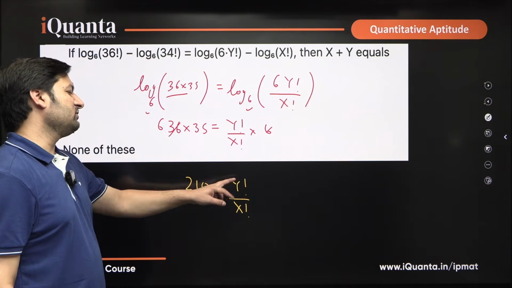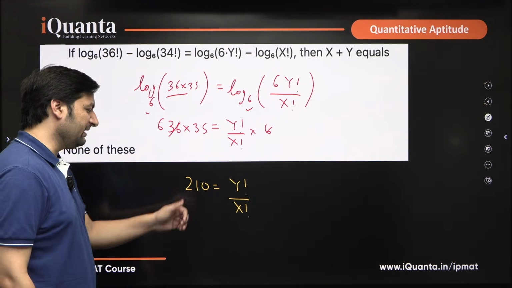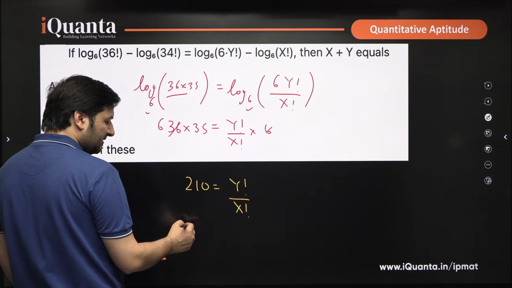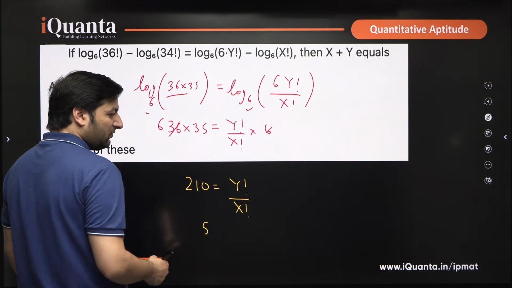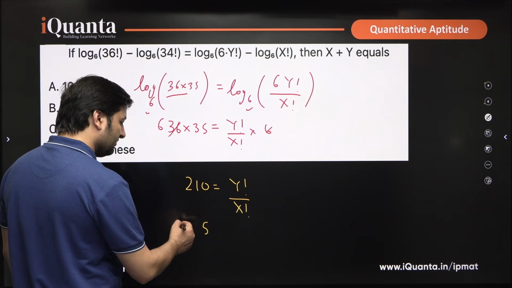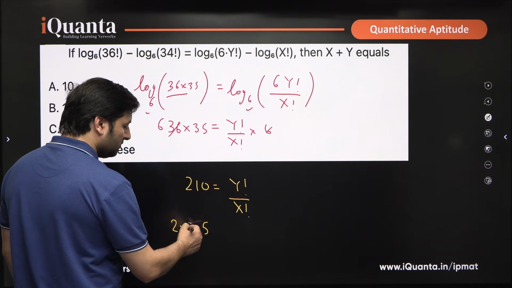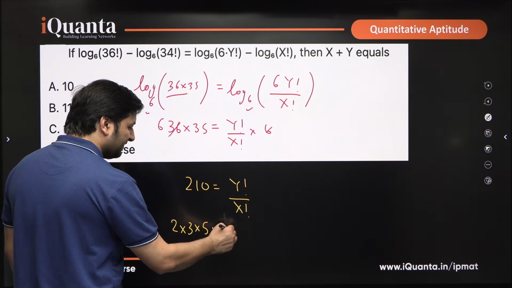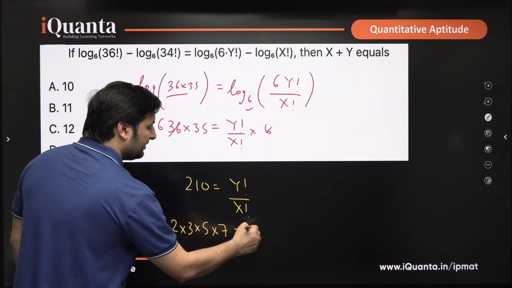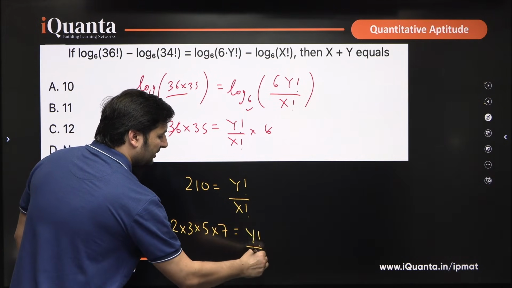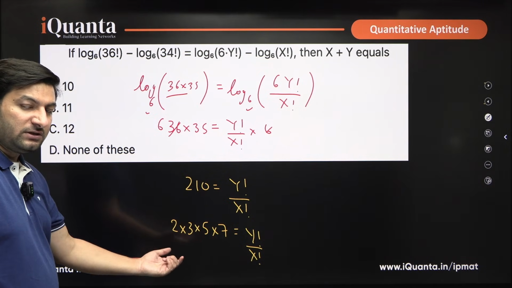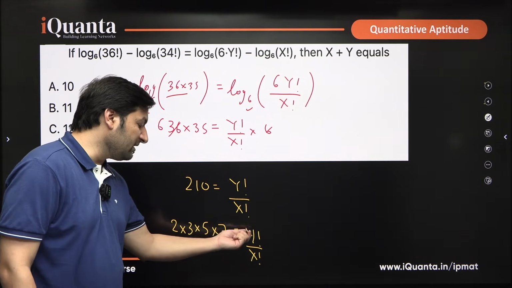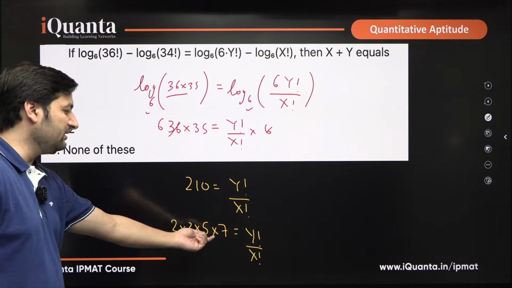Are there any values of x and y for which we get 210? 210 can be written as, it is divisible by 5, 42. 42 can be written as 2, 3, 7. So, 2, 3, 5, 7, 35 into 6, 210, correct. Yes or no? y factorial upon x factorial. See, this is very logical. Most of the students will be stuck over here. We need such values of y and x so that this is what we get.